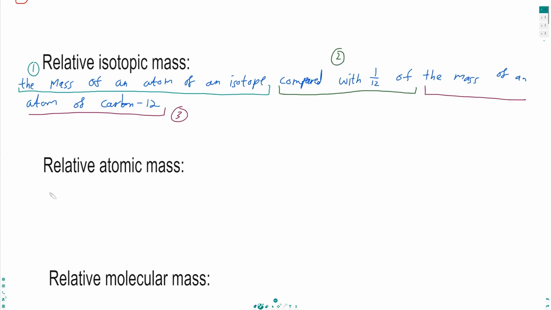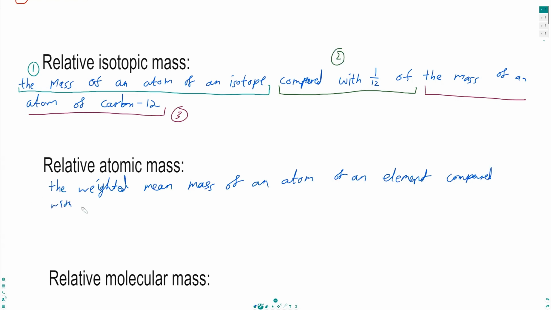Anyway, relative atomic mass of an atom is the weighted mean mass of an atom of an element compared with 1/12 of the mass of an atom of carbon 12.